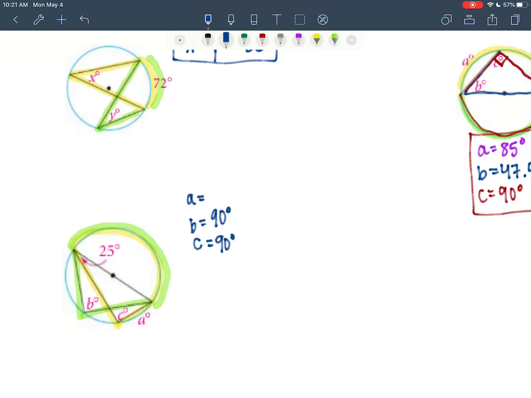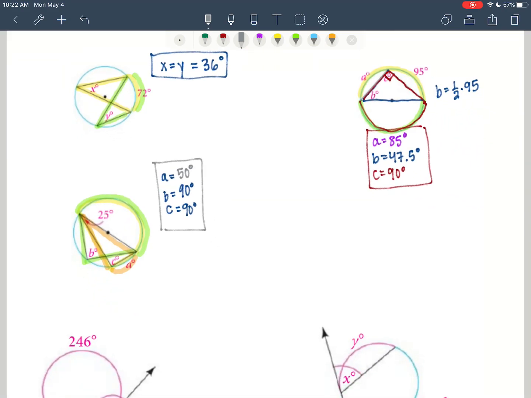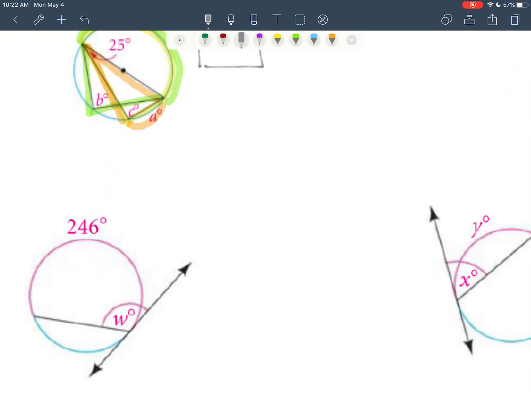A, I get to use a third colored highlighter. Woohoo! A is an arc that is captured by an angle that's 25 degrees. So A is going to equal twice 25, which is 50. So the arc is 2 times the measure of its inscribed angle.